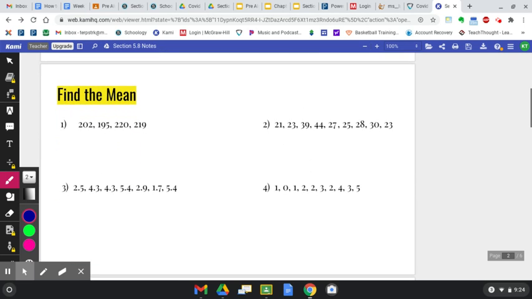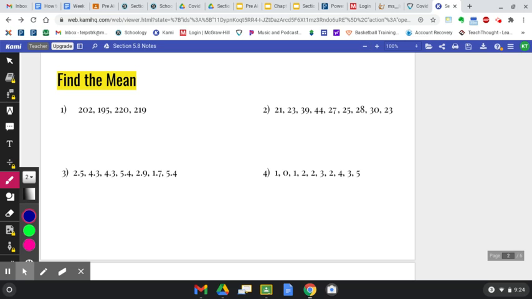So first off, just to help us understand the mean or the average, right? It's a measure of central tendency, meaning the average will always fall between the smallest value and the largest value. So if I look at set 1, 195 is the lowest value, and 220 is the highest value. So my average is going to fall somewhere in between those two.